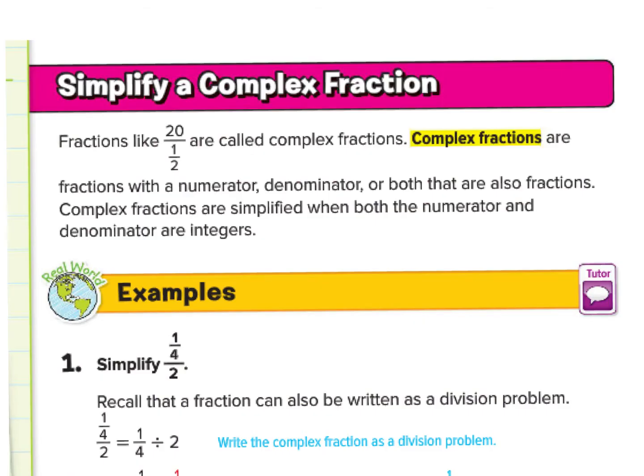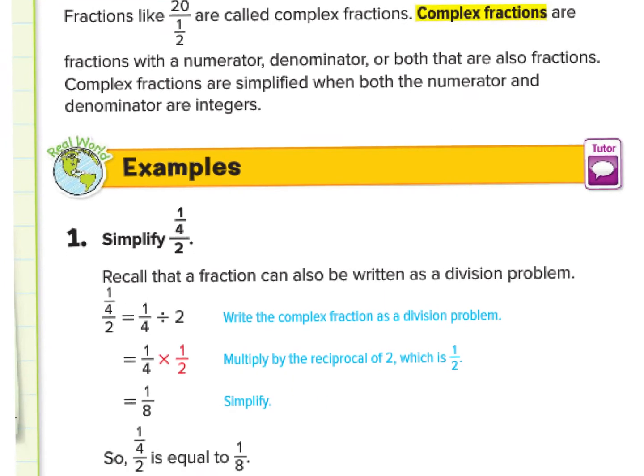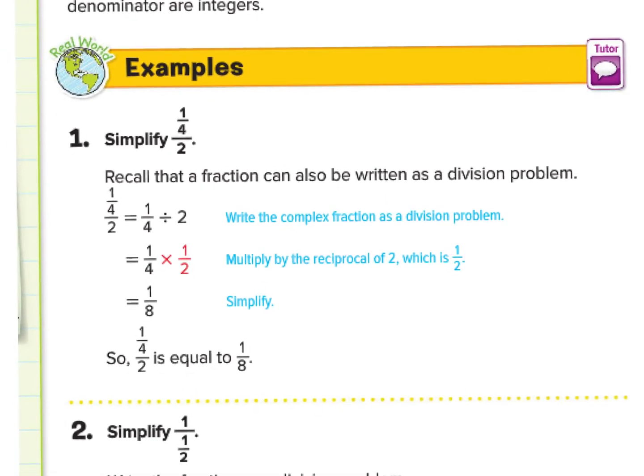Key concept: simplify a complex fraction. Fractions like 20 over a half are called complex fractions. Complex fractions are fractions with a numerator, denominator, or both that are also fractions. Complex fractions are simplified when both the numerator and the denominator are integers or whole numbers. So let's have a look here. Okay, simplify 1/4 over 2.